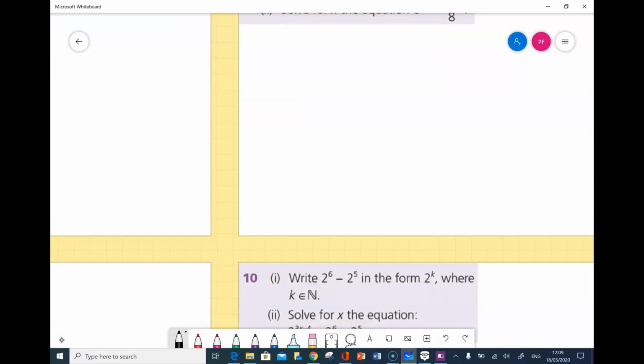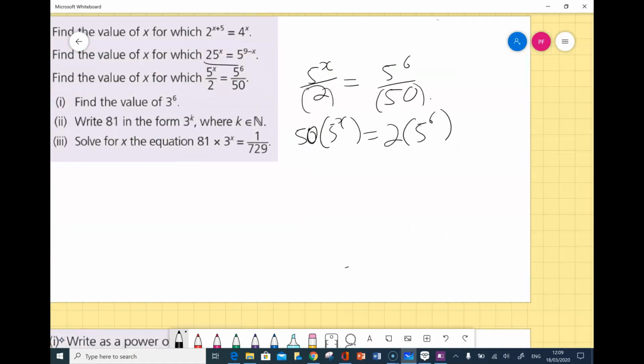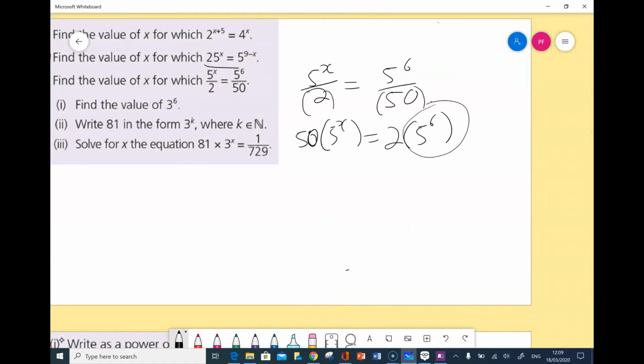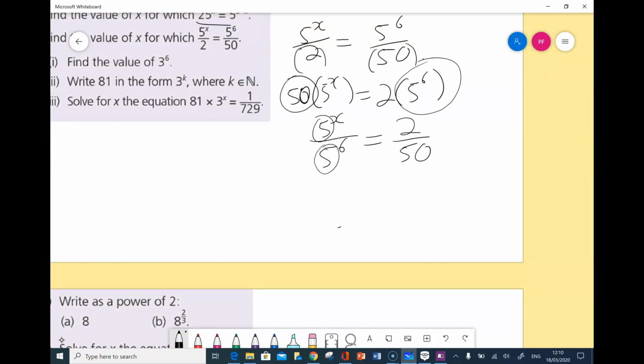Okay, now 5 to the power of 6 is multiplying, so when it comes over, it could divide. And 50 is multiplying, so when it comes over, it will divide. So I'd have 5 to the power of x divided by 5 to the power of 6 equals 2 divided by 50. Okay, now here we do have base numbers the same. So when we're dividing, what do we do to our indices? We subtract them. So 5 to the power of x minus 6.